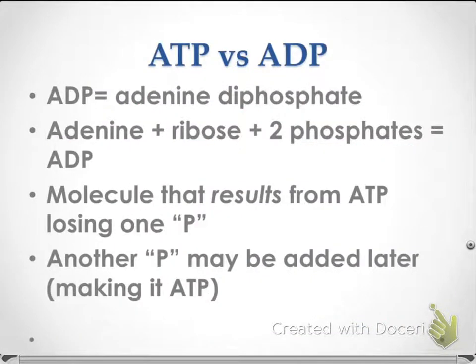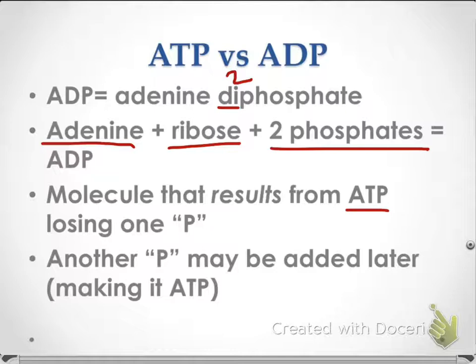So then ATP versus ADP. ADP is diphosphate, which means two. So it only has two of your phosphates, but it still has the adenine and the ribose sugar. So it's the molecule, like I said, that results from ATP losing a P. So it becomes ADP. And then that P can be added back later, changing it back to ATP.